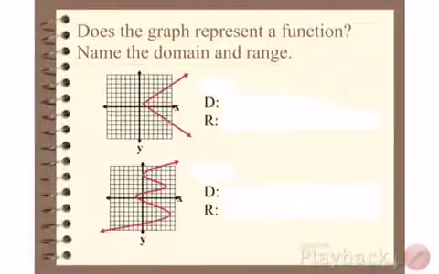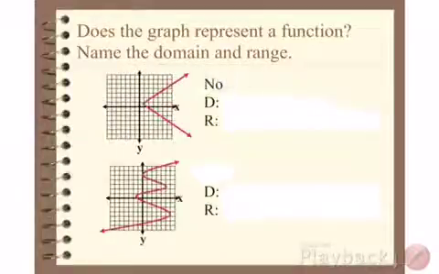Does the graph represent a function? Name the domain and range. So again, same thing. It's a graph this time, so I can use my vertical test. It's not going to pass my vertical test because it has two intersections, which means that any x value has two y values. So that means it's not a function.